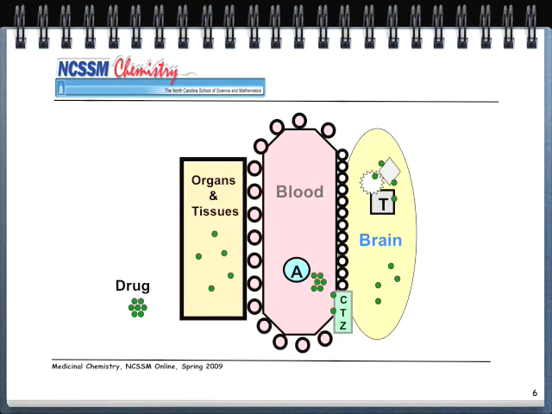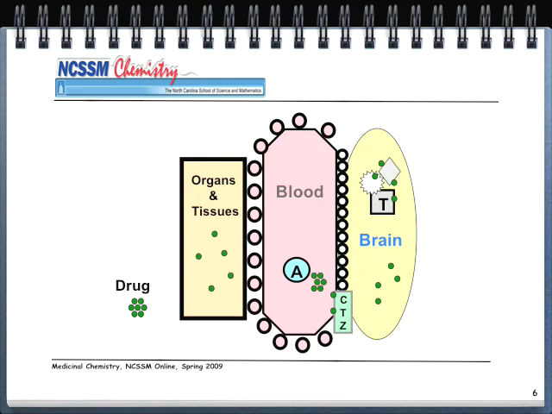Okay, here's a sort of cartoon picture of what we're dealing with. The drug is the little green dots, and the idea is we've got to get this drug into the organs and the tissues, and it may get there by starting in the blood and then getting disseminated out. So A stands for absorption, and we may transmit the drug from the blood to the organs and the tissues.